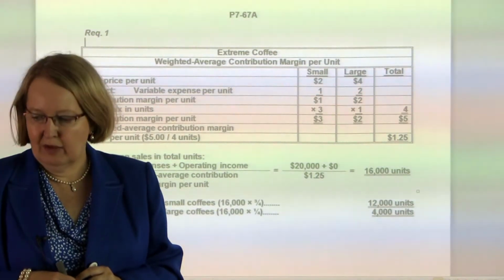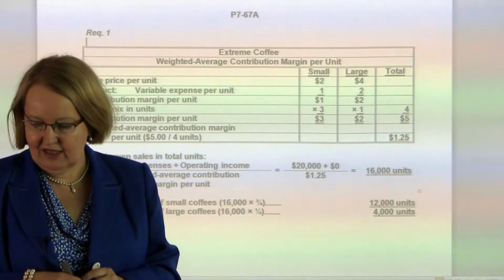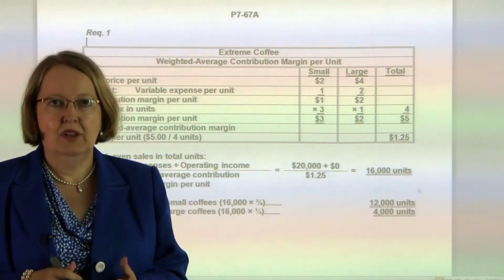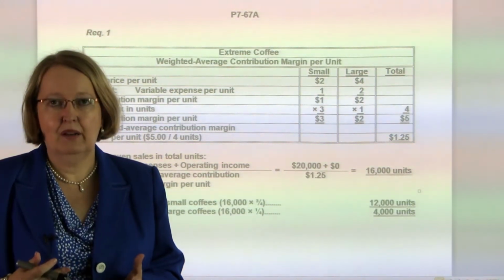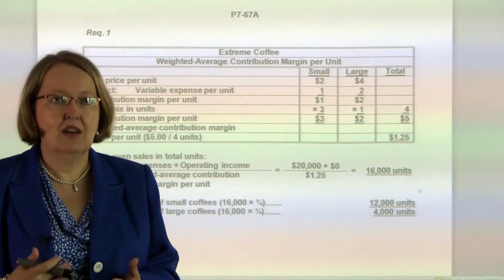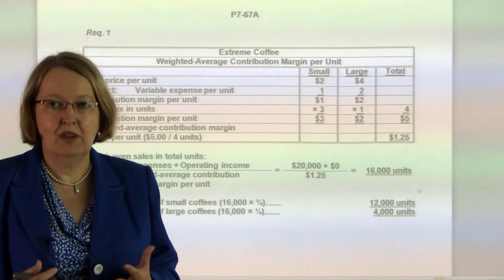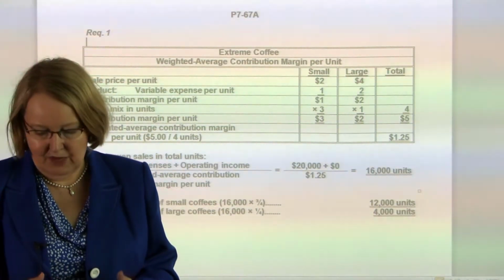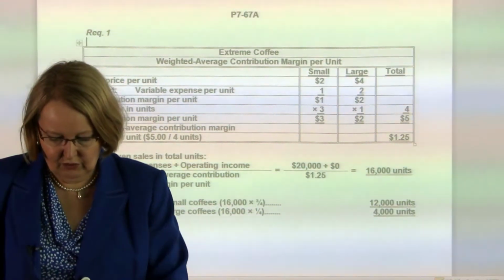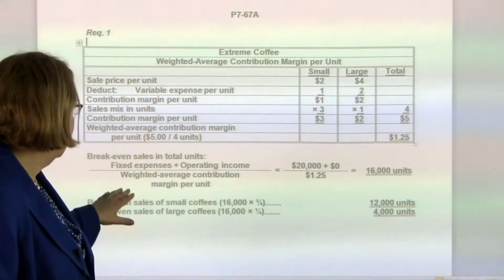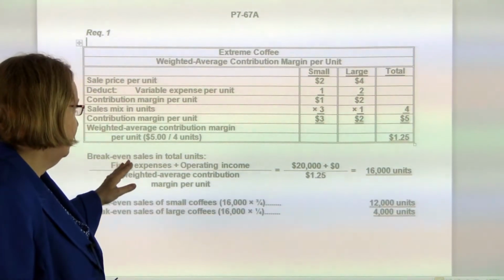We're now going to look at problem 7-67, and this problem looks at how much of each product, so what should your product mix be? Because companies rarely, of course, sell one product, so they need to know what combination is going to give them the best return. So the first thing we're going to do with this coffee company is calculate your contribution margin.